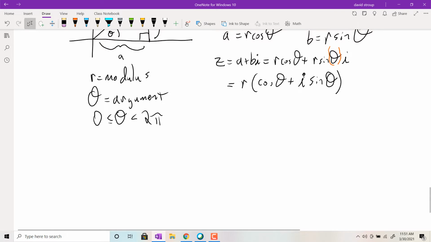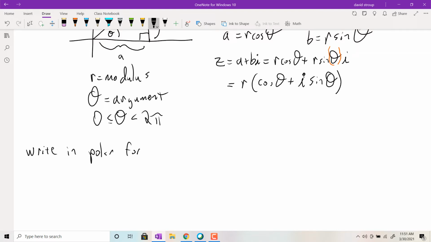Okay, so first, a couple problems are writing in polar form, converting back and forth, basically. So first, given the complex form, go to the polar form. The form we're starting with, in the book I think they call it the rectangular form, weirdly enough. So the rectangular form is 2 plus 2i. That's kind of the form you're used to. And then we want to rewrite it in polar form.